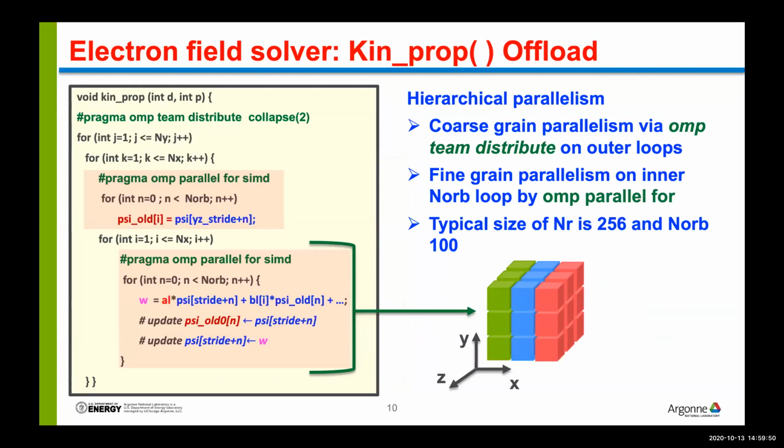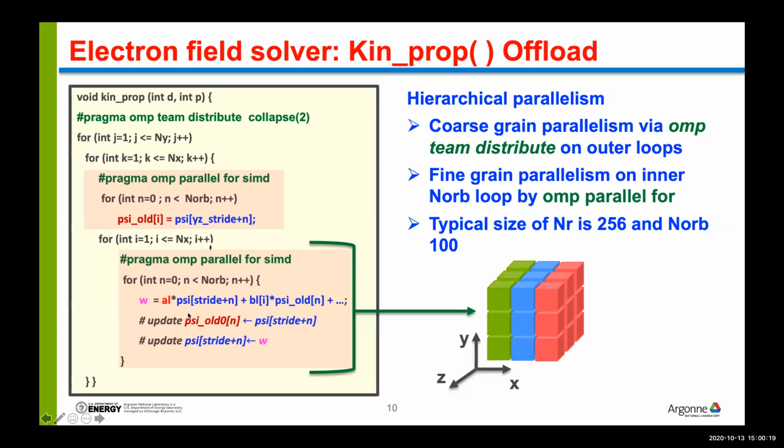Okay, now to offload this function into GPU, we have used hierarchical parallelism. The reason for this is as follows. We have some loop indices that are parallel and some that are sequential. For example, let's take the innermost loop index n, which corresponds to different orbitals, and the updates of these orbitals are independent of each other. Thus, the innermost parallelism can be done using OMP parallel.